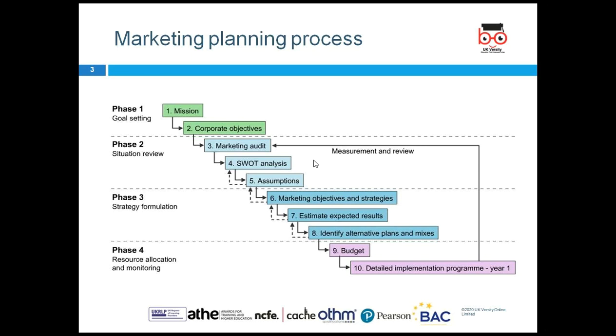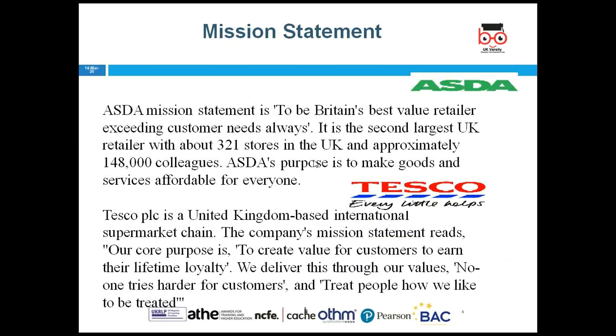Budget: where the money will come from, how you allocate the resources. We discussed the 3 M's: man, money, and material. And a detailed implementation program for a year at least. So that's all about the marketing plan. Any question? No. Okay, next now we look.